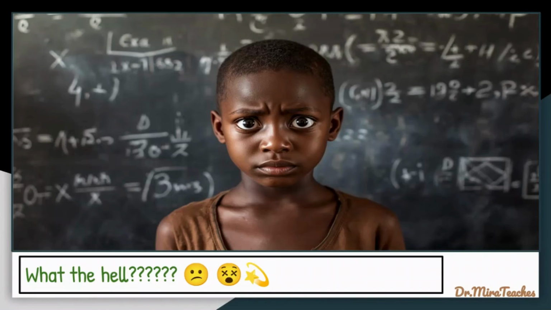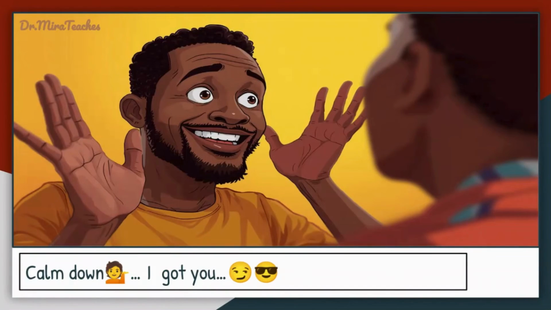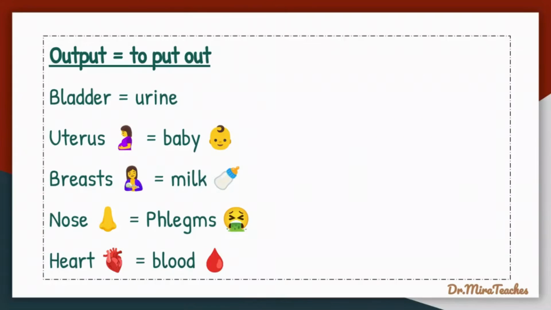When you hear cardiac output, you see stars. But of course, I'm here for you. I got you. So just calm down. Let me explain it. All right. Now, let's play with words. When you hear the term output, you just need to flip it around and you'll be able to understand what it means. Output means to put out. Very simple. So, what do you put out of the bladder?